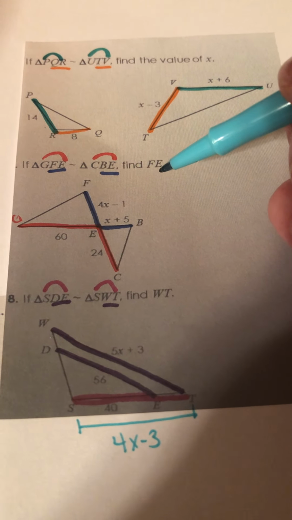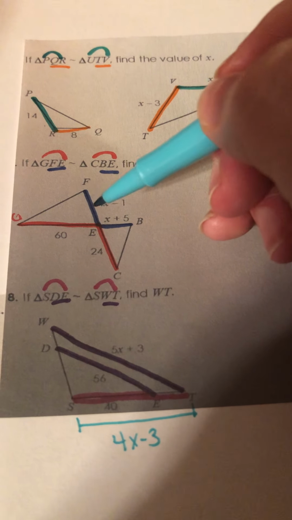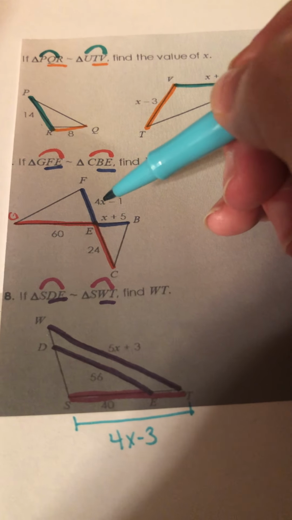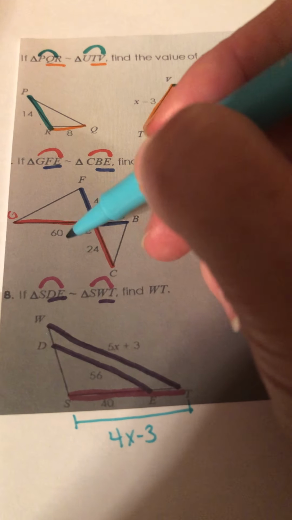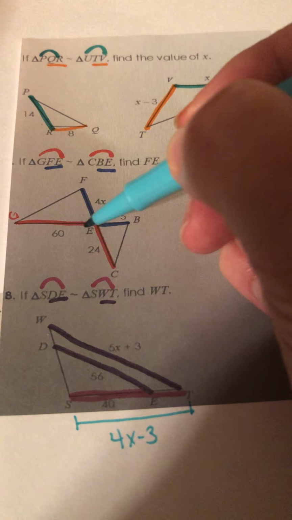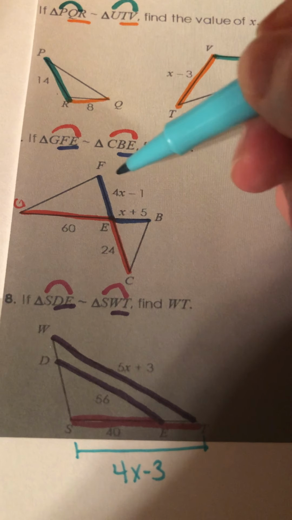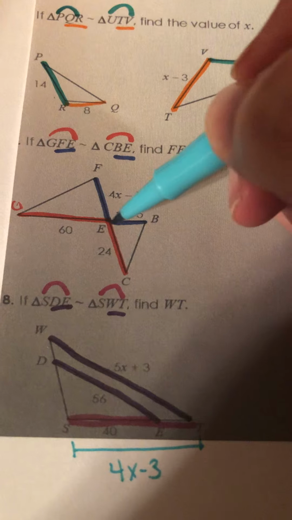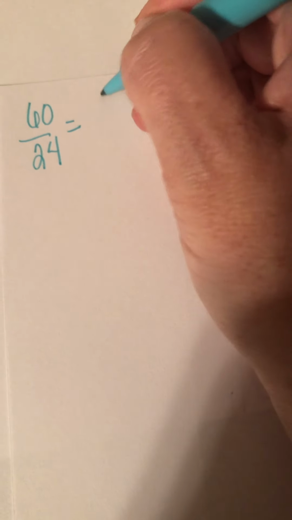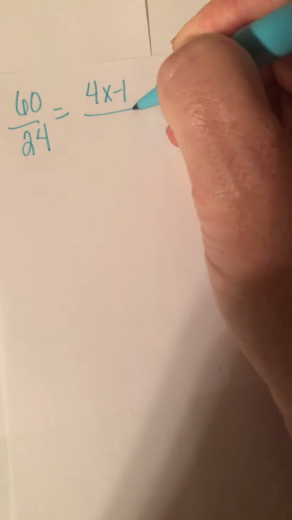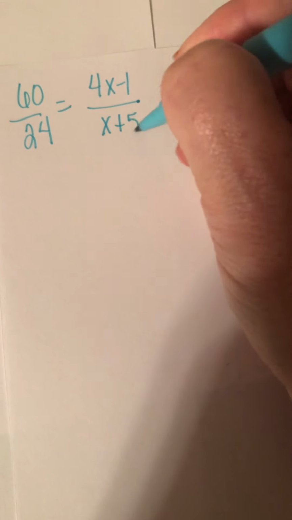It asks us to find FE. FE is this side right here, but before I can find FE, I've got to figure out what X is. So let's set up our proportion. With the orange, I've got 60 and 24. Let's write those down. Okay, so right here I'm going to put 60 over 24. Now if you go back and you look at your blue, I've got 4x minus 1. Because I put 60 first, I've got to put the 4x minus 1 first, over x plus 5. So 4x minus 1 over x plus 5.